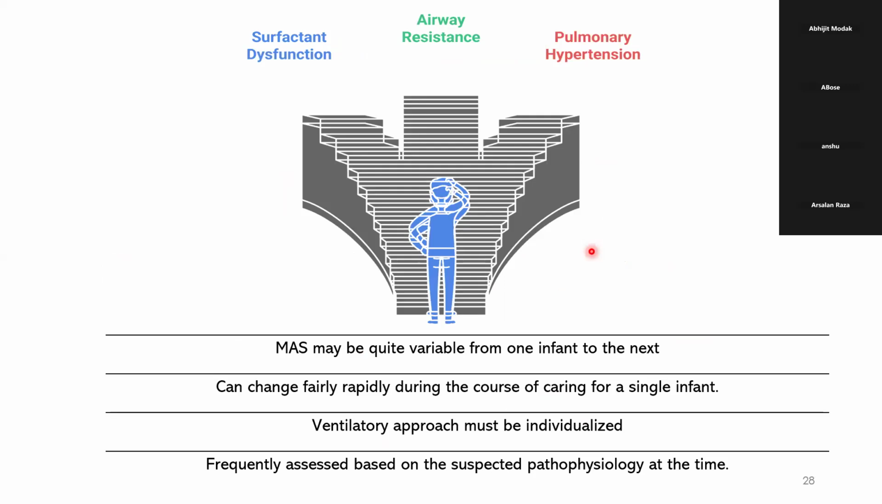So we make three phenotypes in case of MAS: surfactant dysfunction, increased airway resistance, and pulmonary hypertension. But the problem is that MAS is basically a heterogeneous disease. It's variable from one infant to the next. Even in the same baby, the pathophysiology can change rapidly during the course of their NICU stay. So we have to individualize the ventilatory settings for each baby, and you have to frequently assess the suspected pathophysiology at the same time.